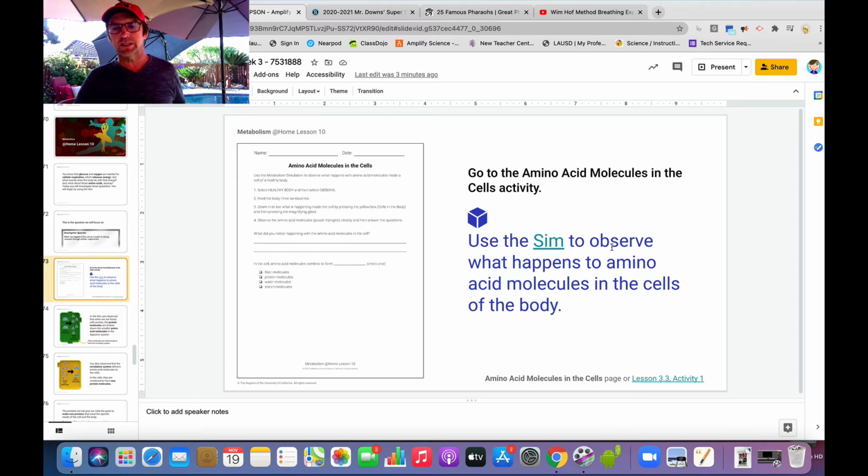So we're focusing today on amino acid molecules in the cell's activity. Use this Sim to observe what happens to amino acid molecules in the cells of the body. So we're going to go healthy body, observe. We're going to feed the body 3 sandwiches, and then we're going to zoom in to see what's happening inside the cell by pressing the yellow box. And then we're going to observe the amino acid molecules, purple triangles, closely, and then answer the questions.